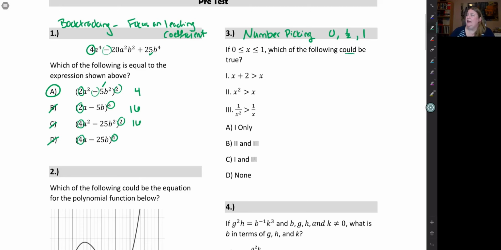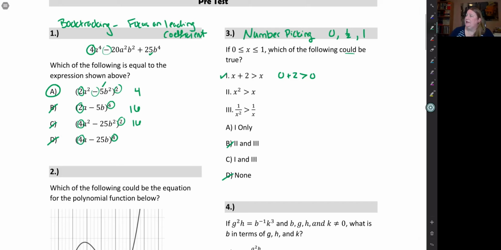That's like 1/2. So x plus 2 is greater than x. Yeah, that could be true because I'm thinking 0 plus 2 is greater than 0. That definitely works. Roman number 1 is going to be true. I can cross off B and D right away without even looking at the next 2 options.